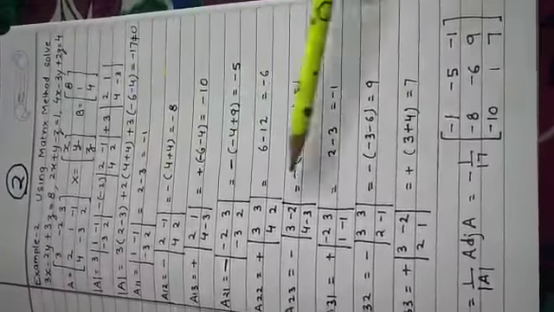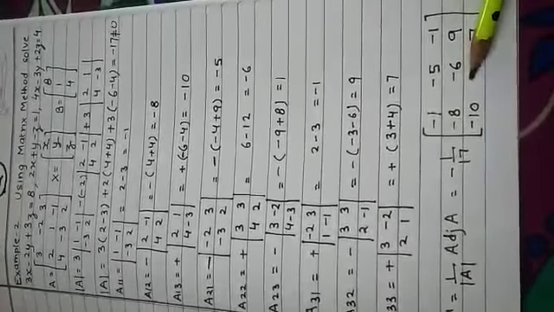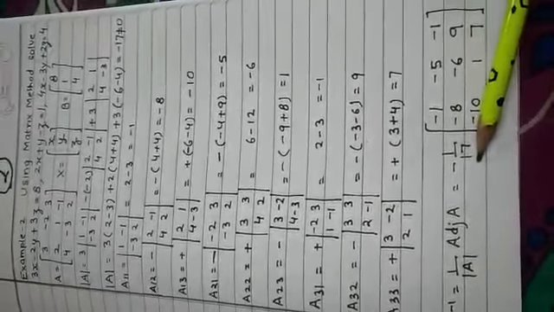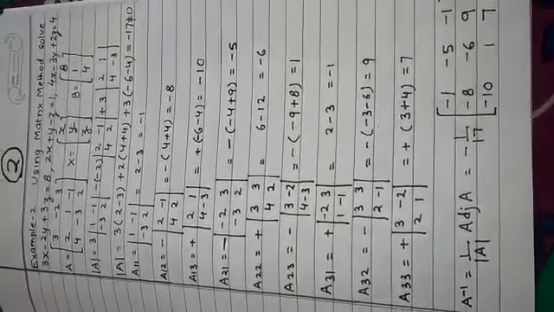If you do it in proper order, you can find adjoint A straight away, divided by minus 17, that is, 1 over the determinant of A.